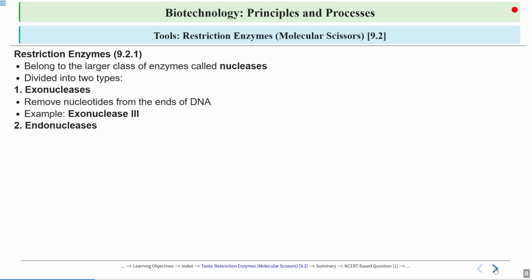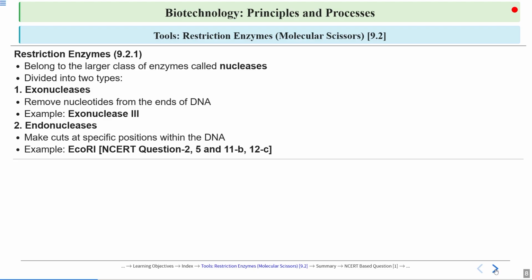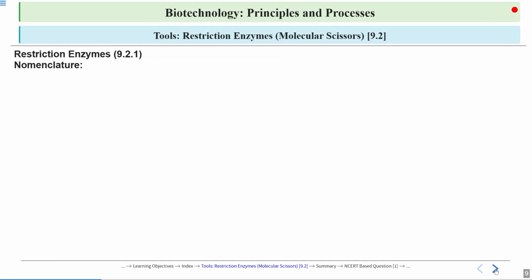Whereas the second type is called endonucleases. It cleaves the DNA at a very specific position. Example, EcoR1. Now what does EcoR1 mean? There is a specific nomenclature for these restriction enzymes that we're going to talk about in the next slide.